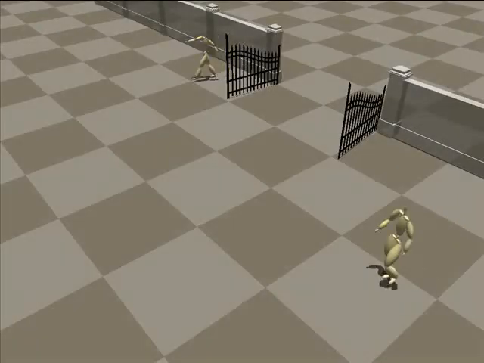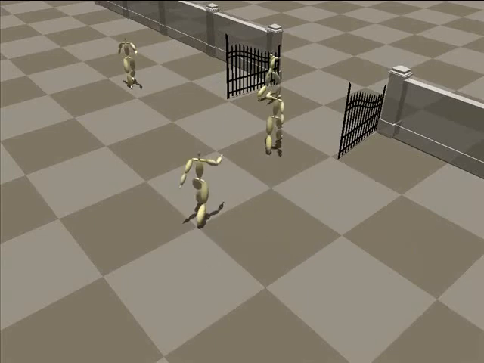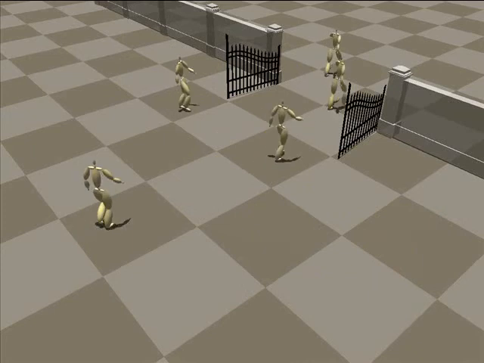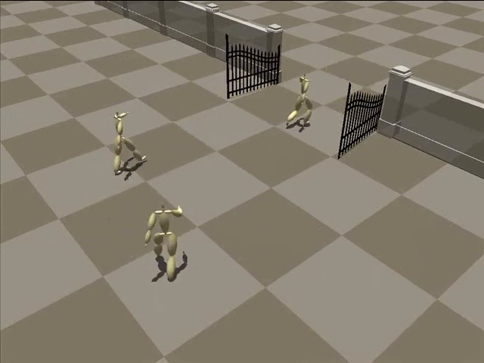With our controller, the characters can plan their motions well in advance of the obstacle, allowing all characters to successfully enter the gate. In this and the previous example, we use the same starting positions and orientations generated for the greedy example to make the comparisons.